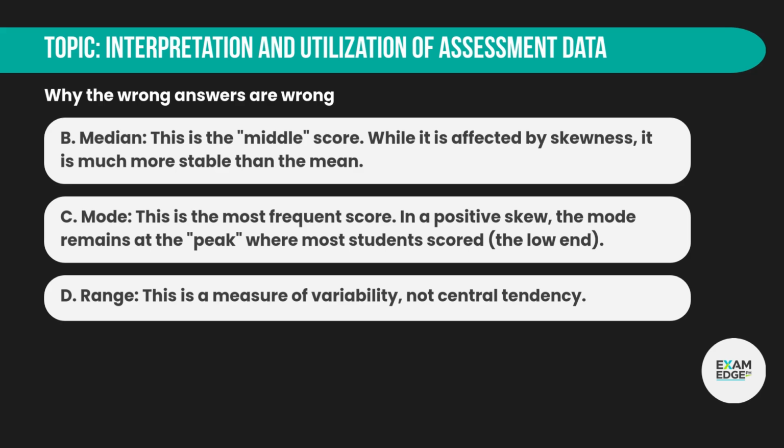Why the wrong answers are wrong? B. Median. This is the middle score. While it is affected by skewness, it is much more stable than the mean. C. Mode. This is the most frequent score. In a positive skew, the mode remains at the peak where most students scored, the low end. D. Range. This is a measure of variability, not central tendency.